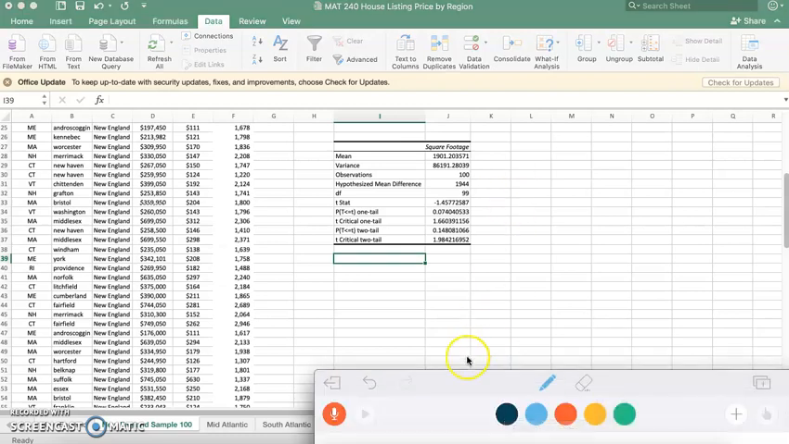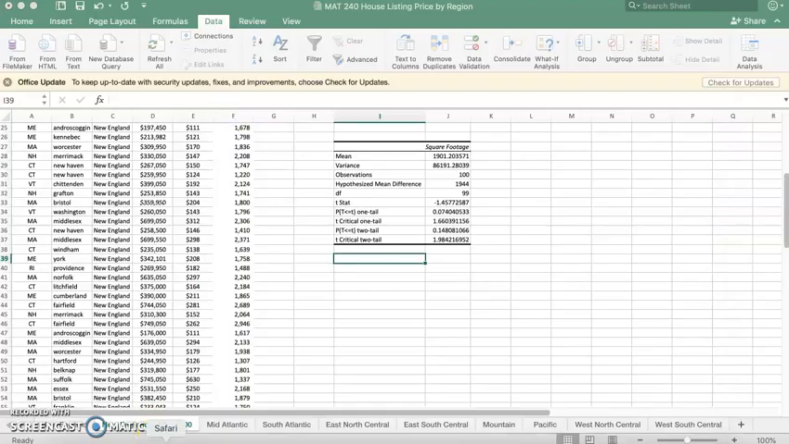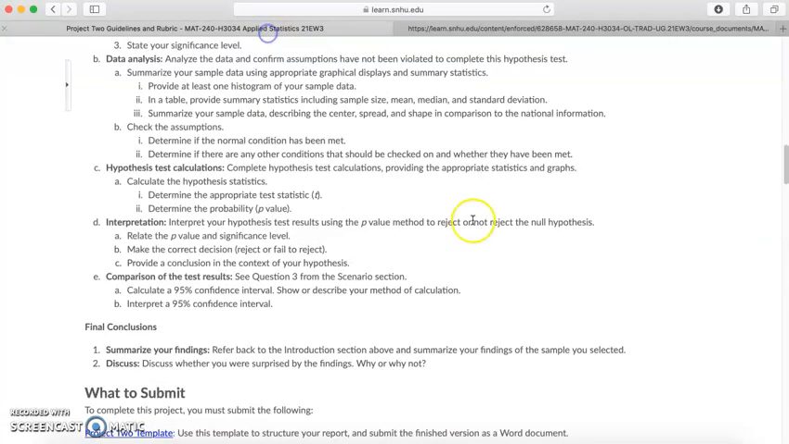Because remember, when we have a two-tailed hypothesis test and we fail to reject, we're saying there's not sufficient evidence to say that they do differ. So that's most of this section for the hypothesis test and interpretation. You do need to put these in words that make sense for you and your situation.